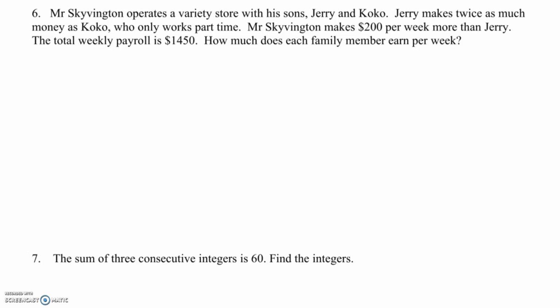Okay, so I have to start by deciding who is going to be X: Mr. Skivington, Coco, or Jerry. I know that Jerry makes twice as much as Coco, so I would need to know Coco's pay in order to get Jerry's. And then Mr. Skivington makes $200 per week more than Jerry, so I need Jerry's to know Mr. Skivington's pay. So I'm going to have to start with Coco and let him be X. So let X represent Coco's pay.